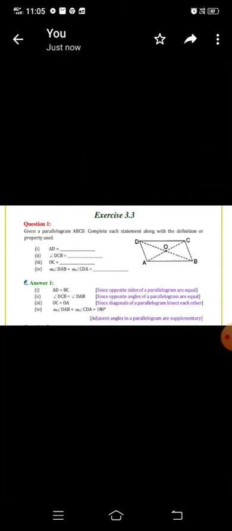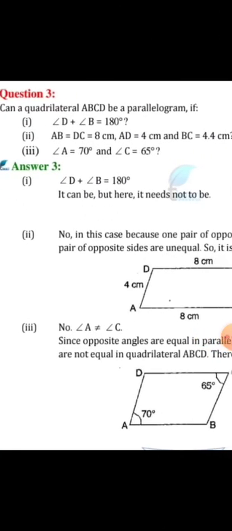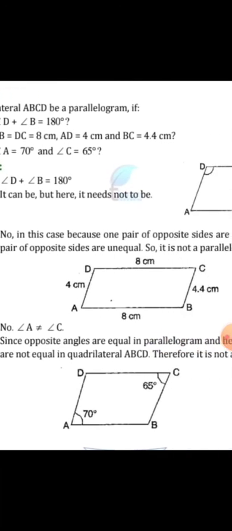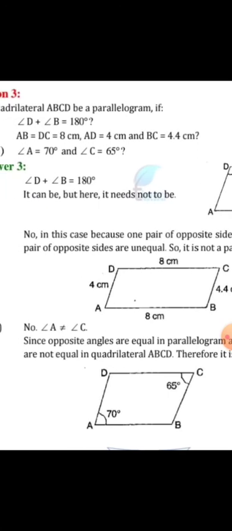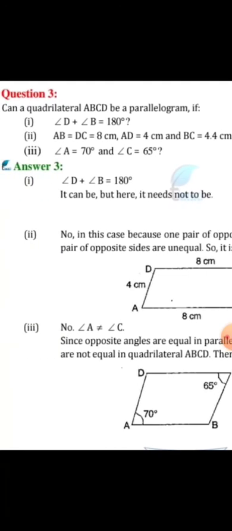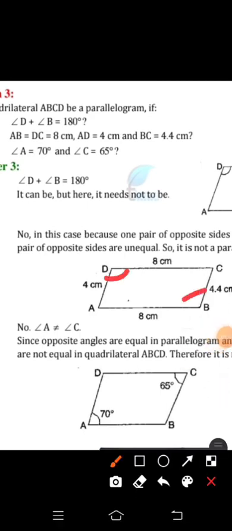I hope you understood the first part. Similarly, the third question: can a quadrilateral ABCD be a parallelogram if angle D plus angle B is equal to 180 degrees? It can be, but here it needs to be no in this case, because angle D is equal to angle B. Angle D plus angle B should form a linear pair, then only it is equal to 180 degrees.